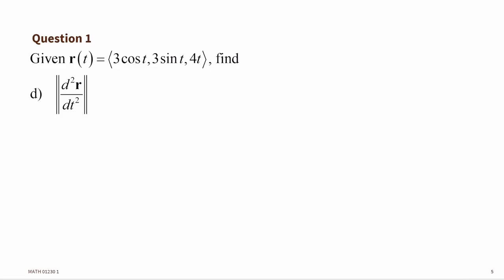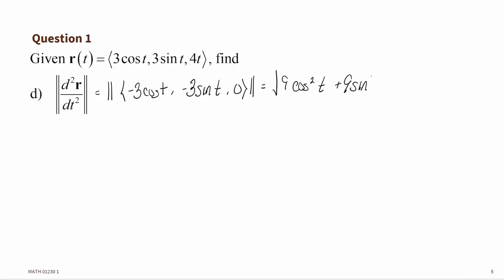Now with the magnitude of the second derivative. Oops, sorry. So this is just the square root of 9 cosine squared plus 9 sine squared. Again, the cosine squared plus sine squared is 1, so that's just 9 times 1. Root 9 is 3.